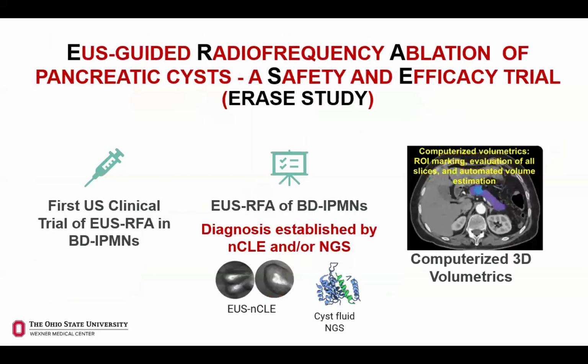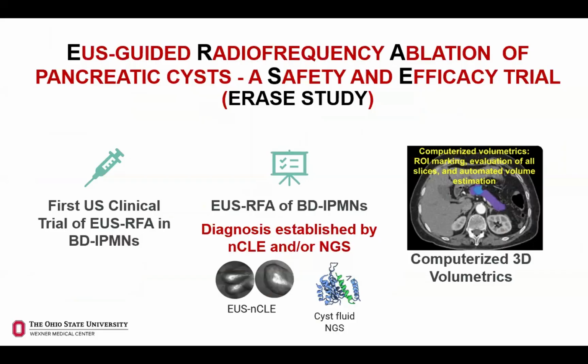Now going on to a clinical trial. This is the first US clinical trial looking at EUS-RFA in branch duct IPMNs. In all cases, diagnosis was established by endomicroscopy and next-gen sequencing. Just in one patient, we didn't do endomicroscopy. Otherwise, all patients had endomicroscopy and all patients had NGS.